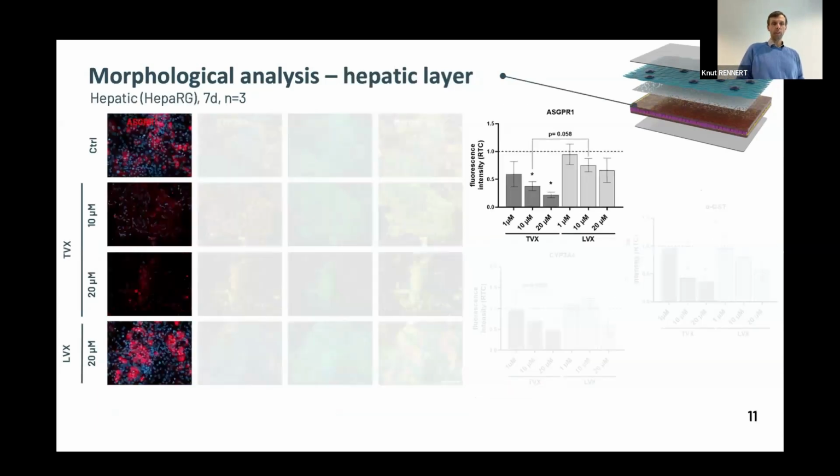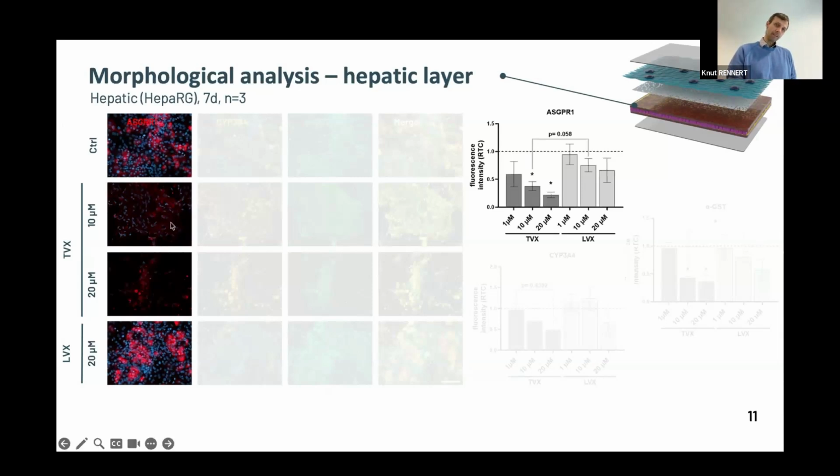In the next step, we analyzed the hepatic compartment, the HepaRG. Here we compared marker expression of the hepatocytes and also looked at the influence of increasing concentrations of trovafloxacin, starting with the asialoglycoprotein receptor 1.